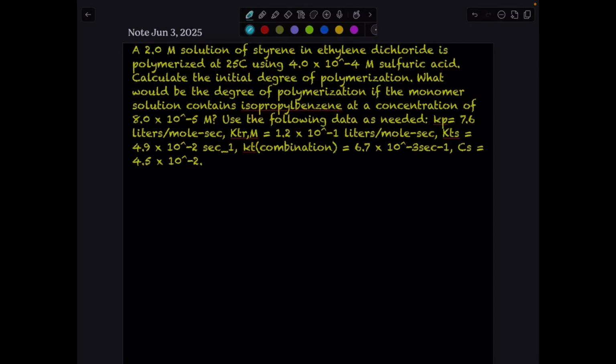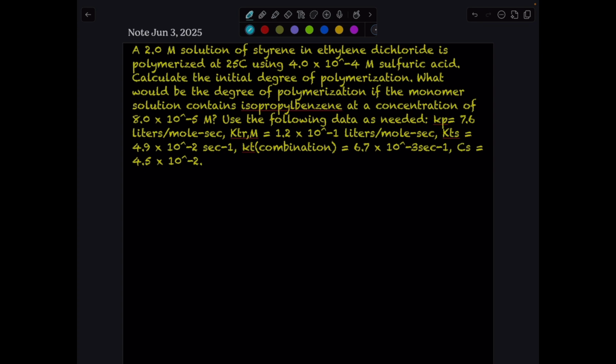A 2.0 molar solution of styrene in ethylene dichloride is polymerized at 25 degrees centigrade using 4.0 times 10 to the negative 4 molar sulfuric acid. Calculate the initial degree of polymerization. What would be the degree of polymerization if the monomer solution contains isopropylbenzene at a concentration of 8.0 times 10 to the negative 5 molar? Use the following data as needed.